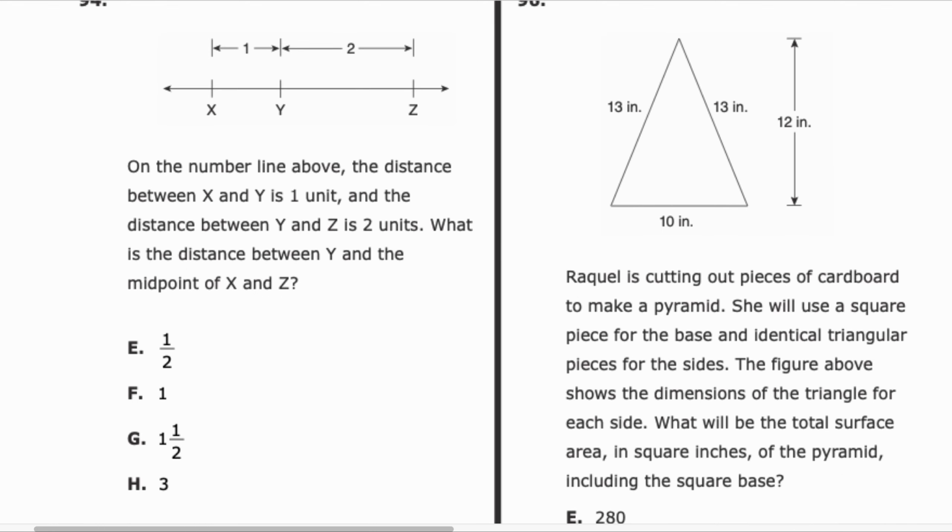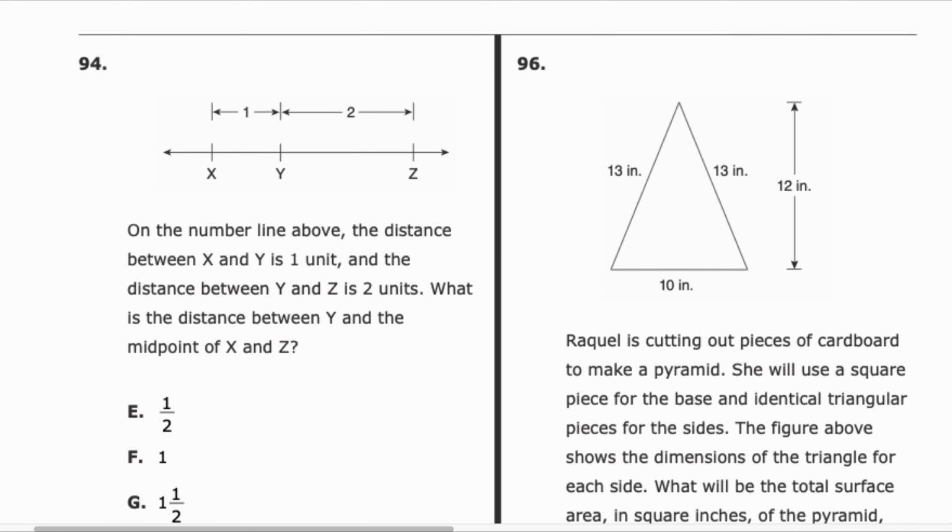All right. So we have another number line, I guess. Okay. So we have a number line with X, Y, and Z. We're told that the distance between X and Y is 1 unit, and the distance between Y and Z is 2 units. And we're being asked what the distance is between Y and the midpoint of X and Z. So we know that X and Z are 3 units away from each other. So the midpoint would be 1.5 units away from X, right?